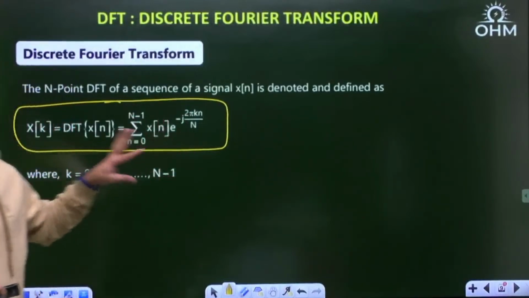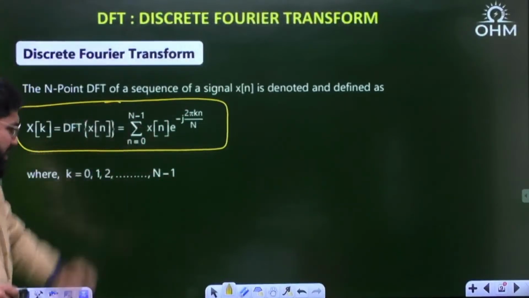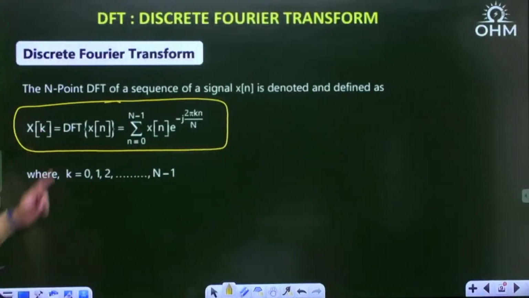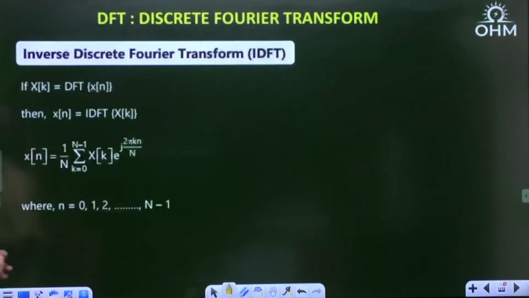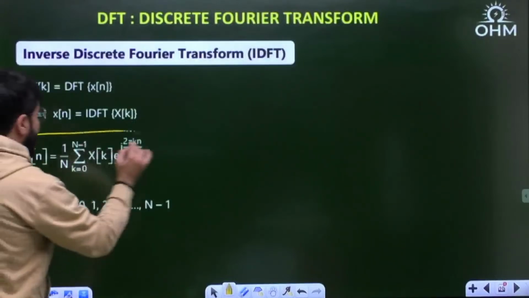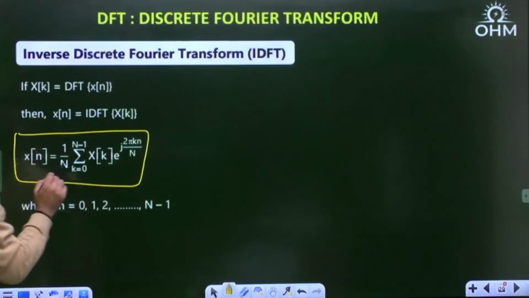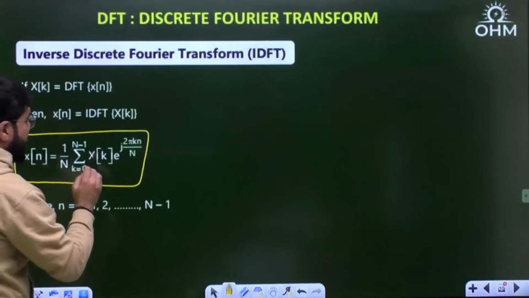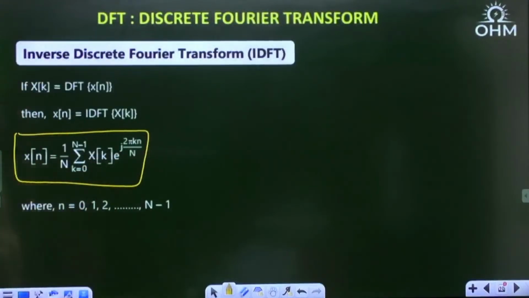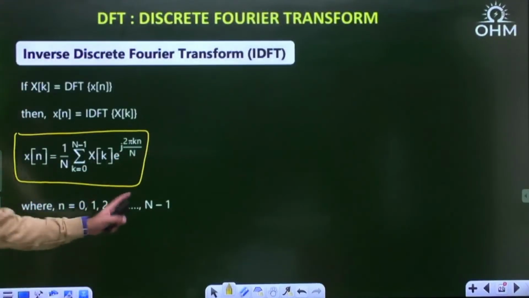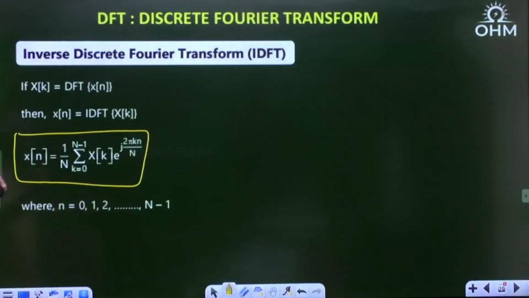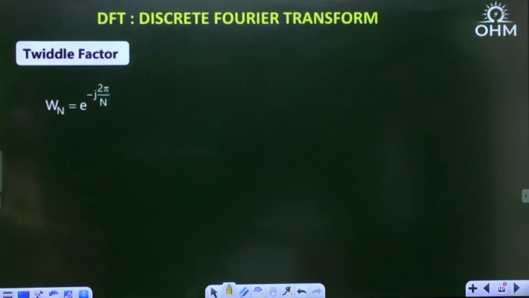Now we will also write this formula normally in terms of the twiddle factor. I'll come to it. In the DFT, k takes the values from 0 to n minus 1. Similarly, when I write down the IDFT formula, x[n] will come out to be 1 upon n summation k equal to 0 to n minus 1 X[k] e power j 2 pi by n into kn, where n again is 0 to n minus 1. So this is the basic introduction of the DFT and IDFT formulas.